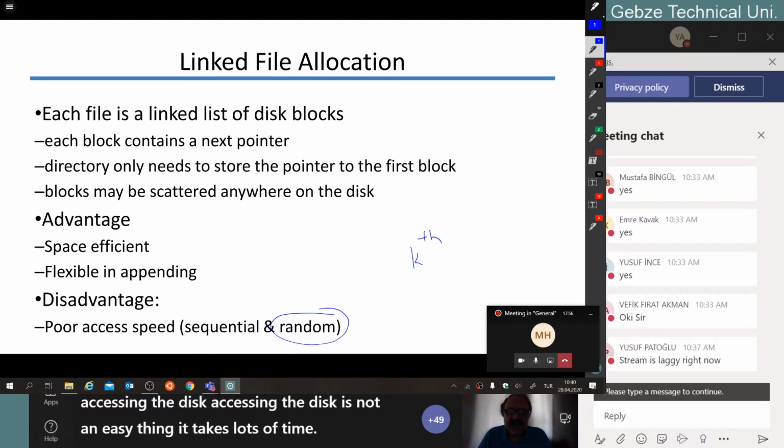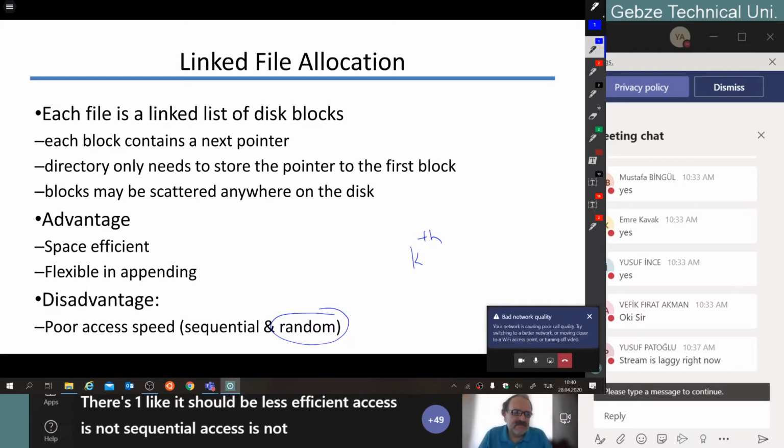And we said that sequential access is not cheap either.